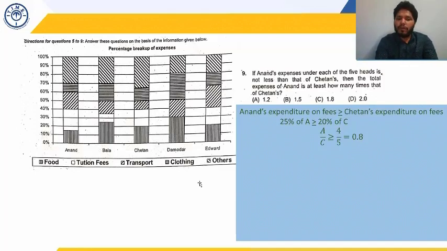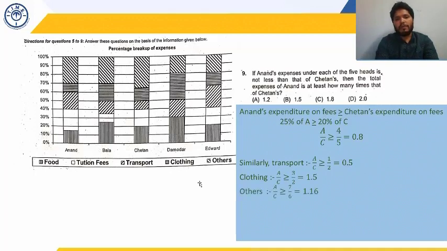So similarly, we have to do it for transport, clothing, and others. For transport, the ratio comes out to be 0.5. So A by C should be greater than or equal to 0.5, or you can say A should be greater than or equal to 0.5C. For clothing, the ratio turns out to be 1.5. So A should be greater than or equal to 1.5C. And for others, the ratio is 1.16. So A by C should be greater than or equal to 1.16. So from all of these ratios, what could be the maximum possible value of this ratio?